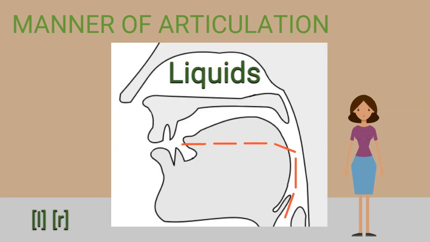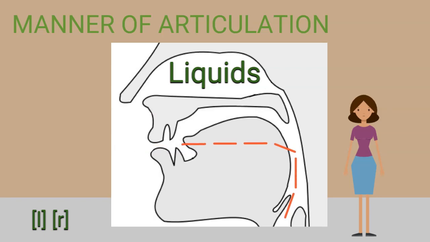The fifth manner is liquids. For liquids, there is only some obstruction of the airstream in the mouth, and it's not enough to block the vocal tract, so the airstream can escape around the sides of the tongue. There are 2 types of liquids. The first one is called lateral liquid. The lateral liquid is produced with the tongue touching the alveolar ridge, so we can get the sound l.